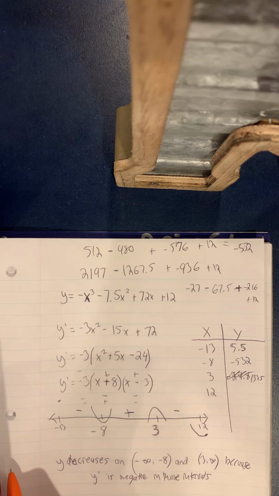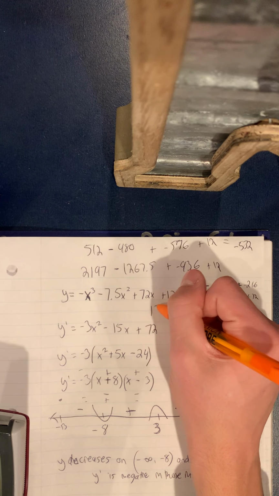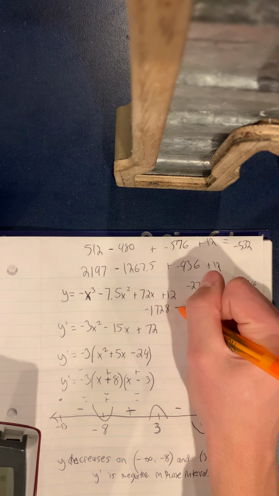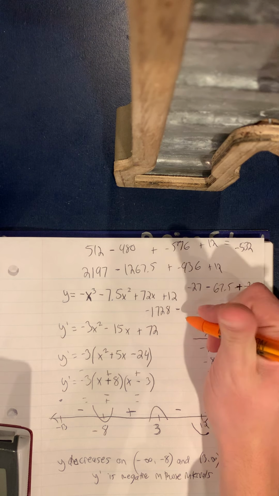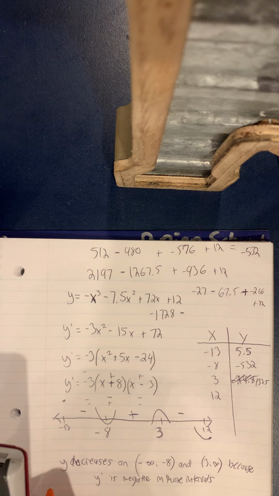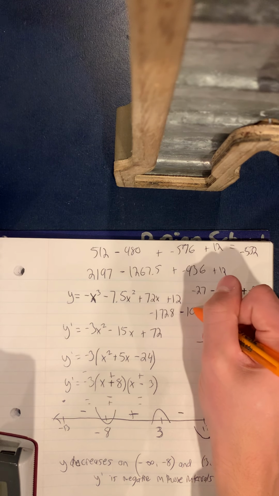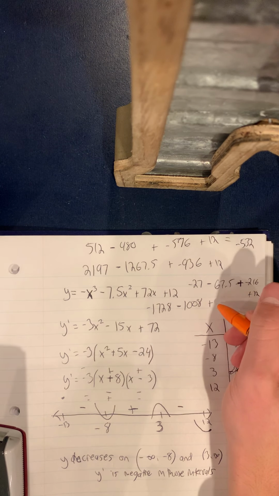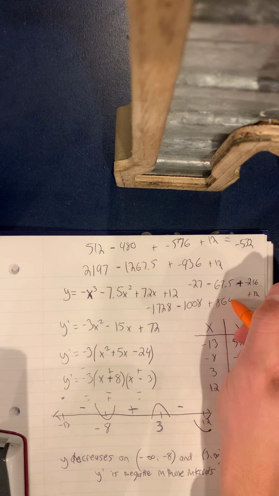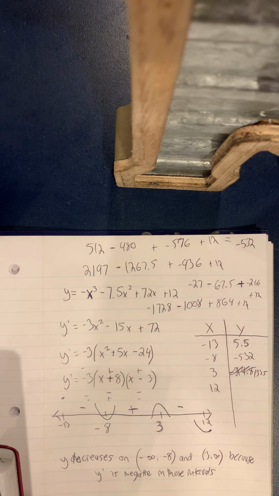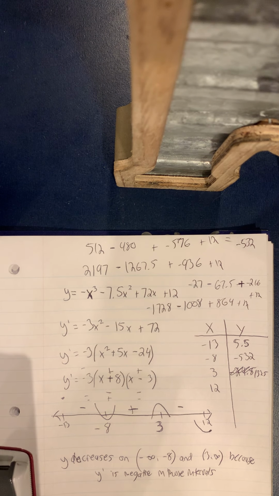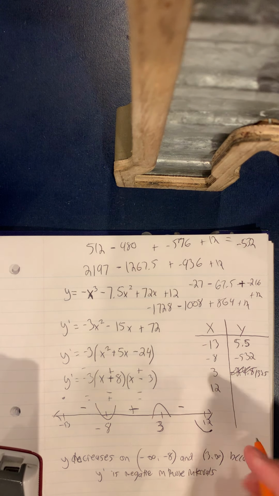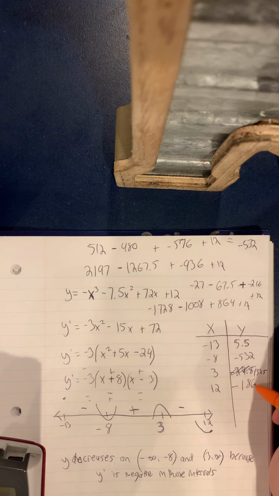And at 12, the last one, 12 cubed, 1728, minus 7.5 times 12 squared, 1080, plus 72 times 12, 864, plus 12. So negative 1728 minus 1080 plus 864 plus 12 equals negative 1860.